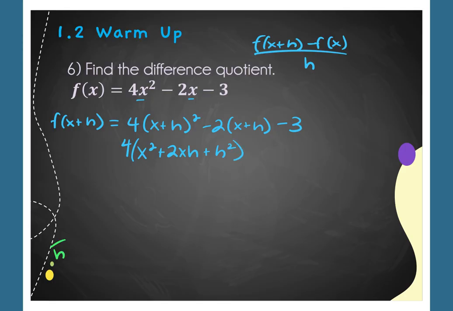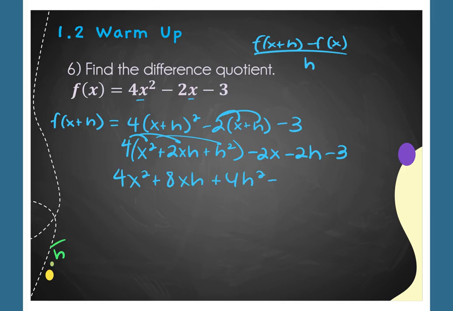Here's a mistake a lot of you made. Distribute the negative 2 to both. So it should be minus 2x minus 2h. A lot of you missed the 2h. Minus 3. Now I distribute the 4. 4x squared plus 8xh plus 4h squared minus 2x minus 2h minus 3. Some of you messed up again, distributing here. Make sure it goes to all 3 spots. Some of you left them off.